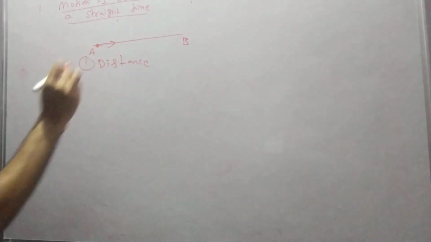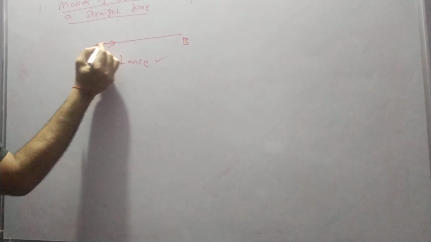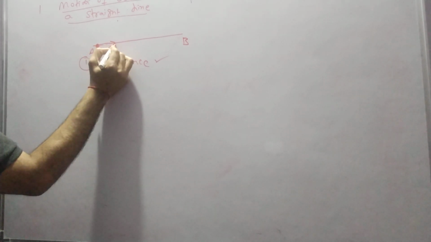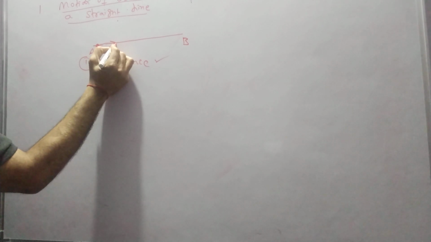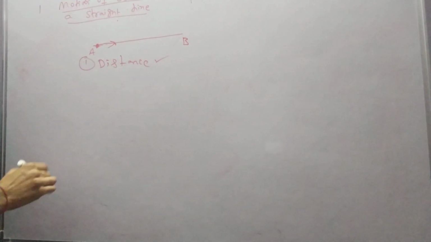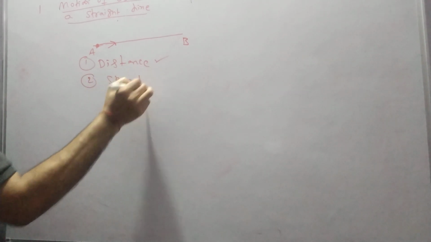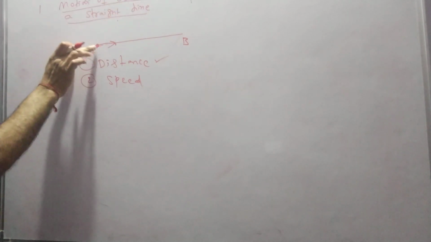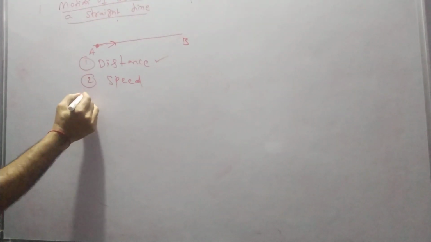This is the first word which we will study in physics. Next, when the object is moving from this point A up to here, with how much speed is it moving? That is the second term which will come here in physics: speed. The second word. It moves how much distance, and it moves with how much speed. That is the second word.